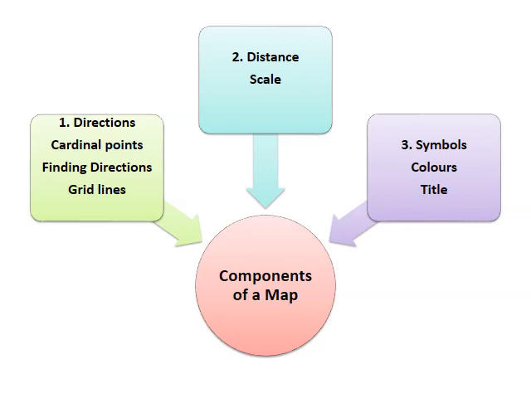Second is distance. Distance is a very important aspect of any map. It shows the relative distance between two places. Third is conventional signs or symbols. Maps give you a lot of information about the surface of the earth. This information is not in the form of pictures, but in the form of symbols.